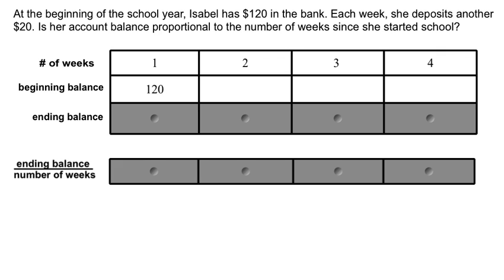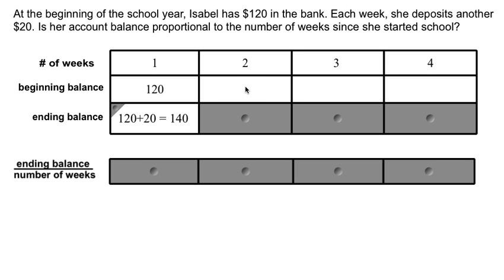At the beginning of the school year, Isabel has $120 in the bank. Each week she deposits another $20. Is her account balance proportional to the number of weeks since she started school? Well, here's week 1, 2, 3, and 4. Here's her beginning balance. So in week 1, she's going to add $20 to that, so her ending balance will be 120 plus 20, right?